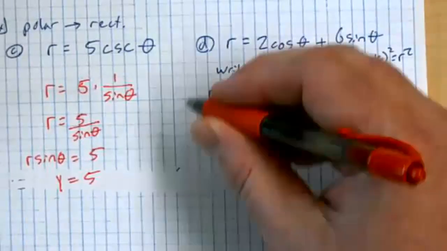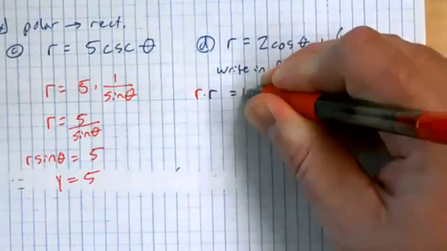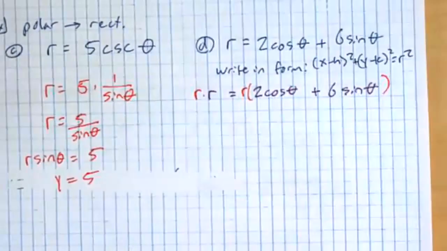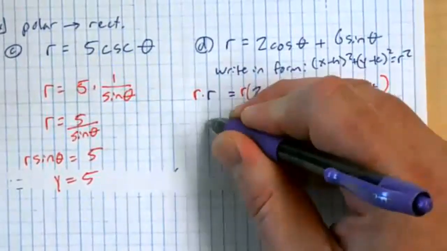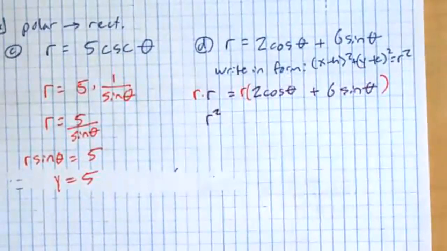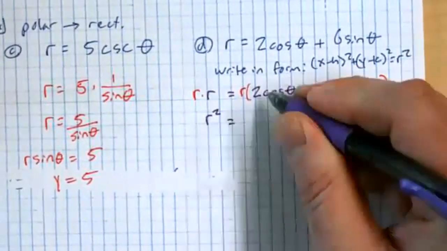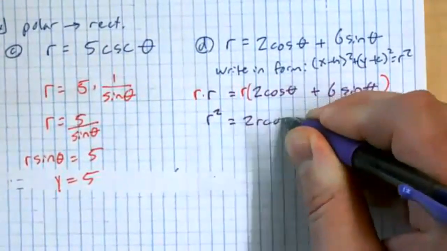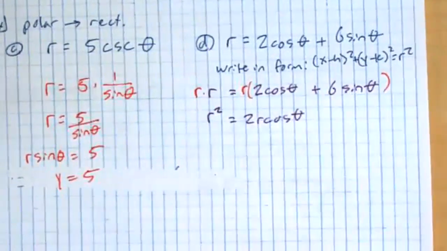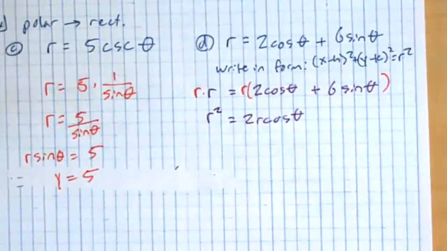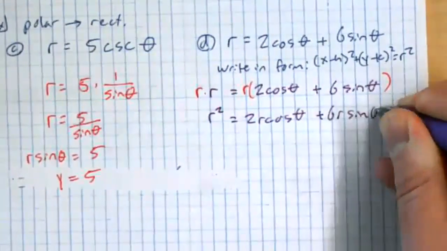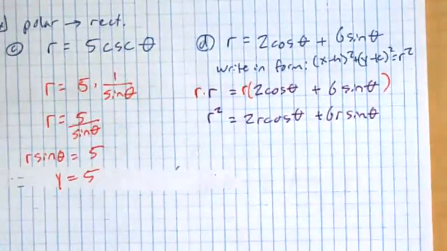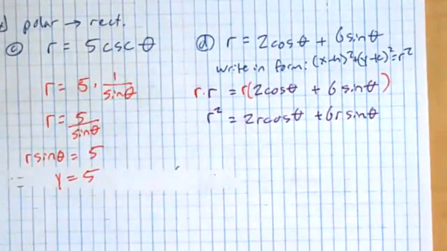What if we multiply both sides by r? What will we get? We would get r squared, which is good. I like r squared. And here we would get 2r cosine theta. Ooh, that makes me happy. I know what r cosine theta is. That's just x, isn't it? And here I would get 6r sine theta. So your instinct, your intuition led us to a pretty good spot. I like where we're at right here.